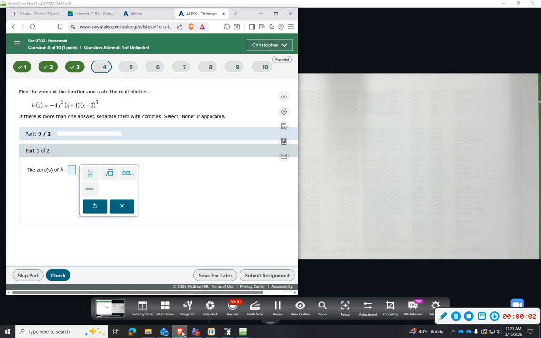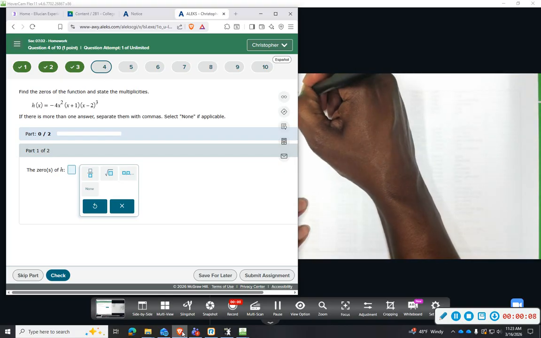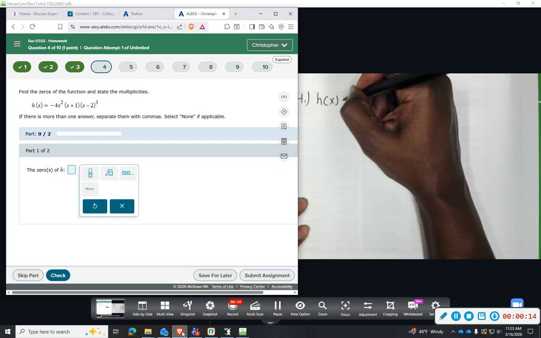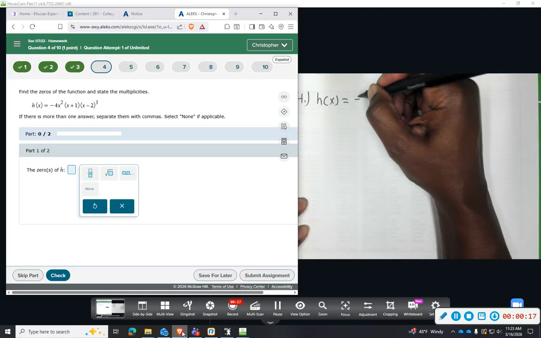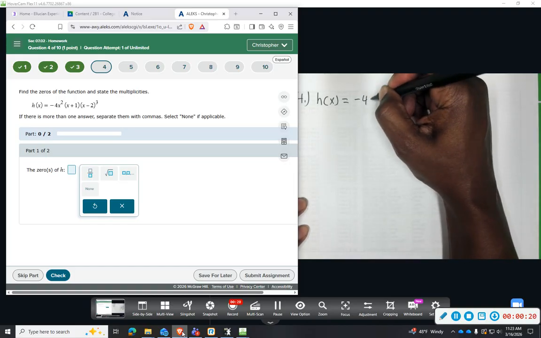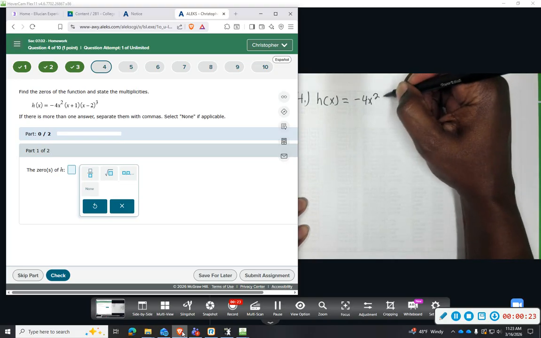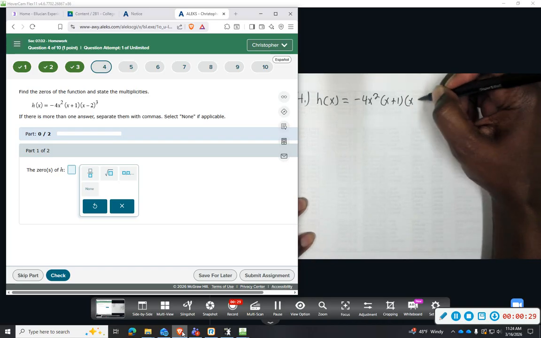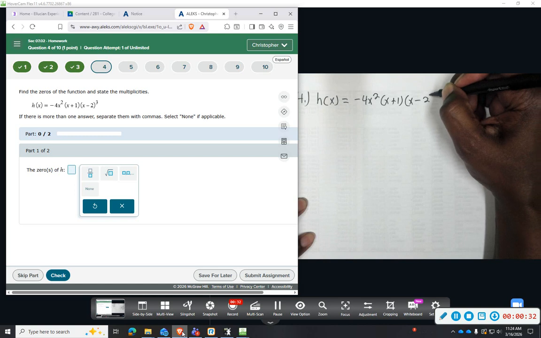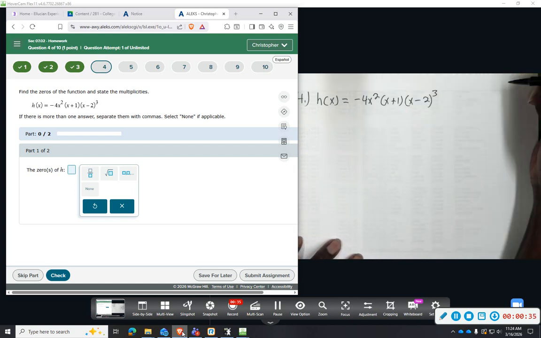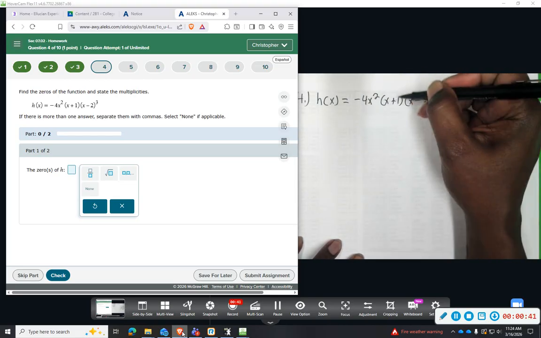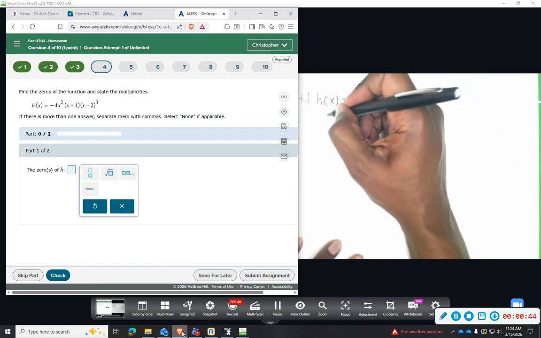All right, question number 4. We're going to find the zeros and state the multiplicity. So we have a function h of x as negative 4x squared, and then we have x plus 1, and then we have x minus 2 raised to the third. So this one is already in factor form, which is nice. It'll be easier to find the zeros. We just set each individual factored form equal to 0.